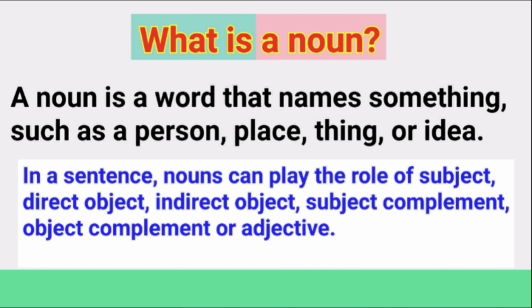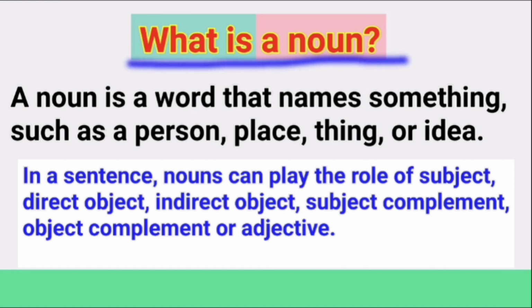Students, our first part of speech is noun, and today we are going to read about noun. That is, what is a noun and how many kinds of noun there are. So first we will read the definition of noun. A noun is a word that names something such as a person, place, thing or an idea. In a sentence, nouns can play the role of subject, direct object, indirect object, subject complement, object complement or adjective.